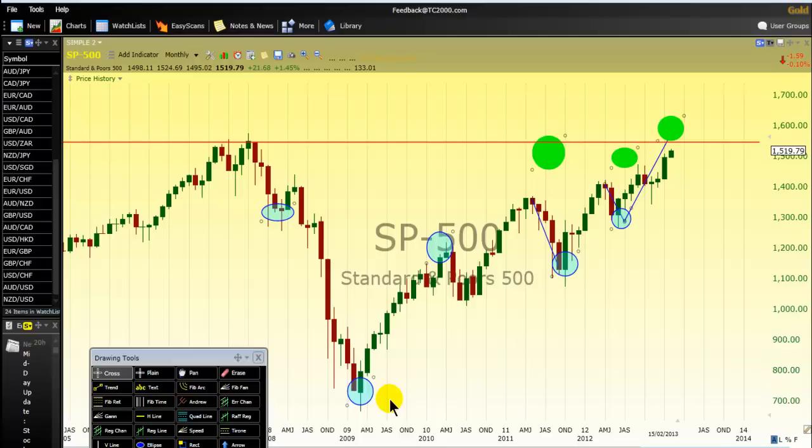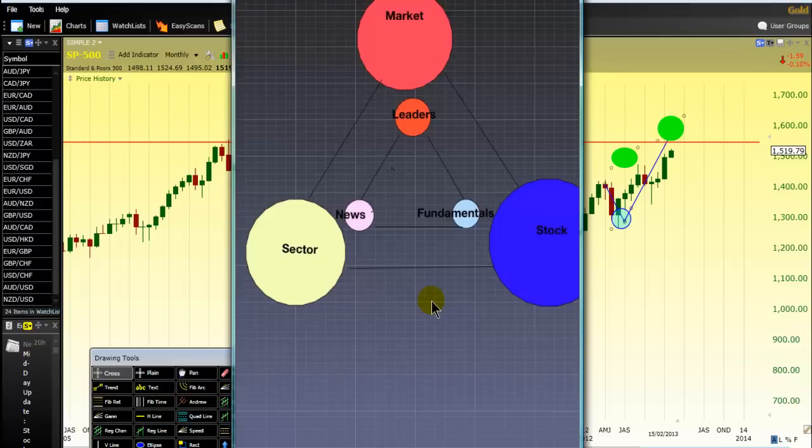And you want to understand other market participants. When we look at the trading triangle, we are talking about the market. The market is huge. The S&P 500 is 500 stocks. It doesn't matter whether you are in Japan or in India, you want to watch the S&P 500.